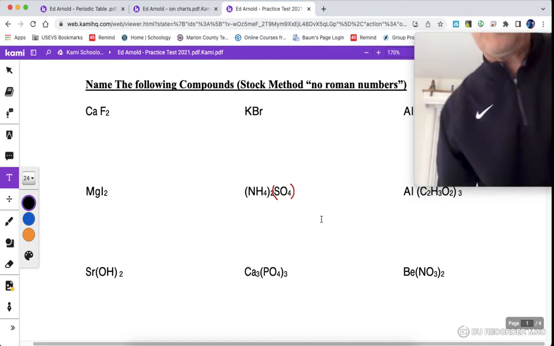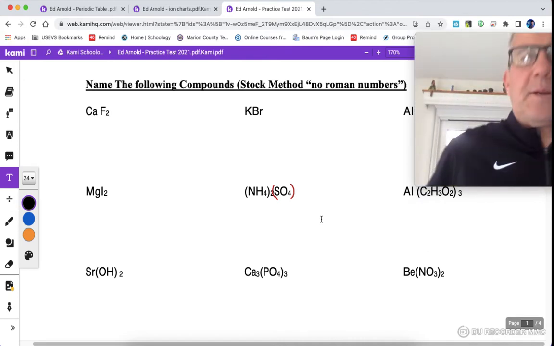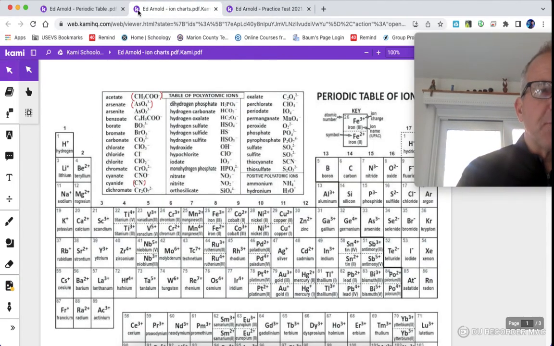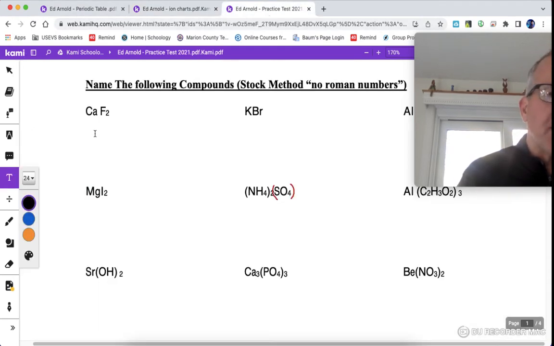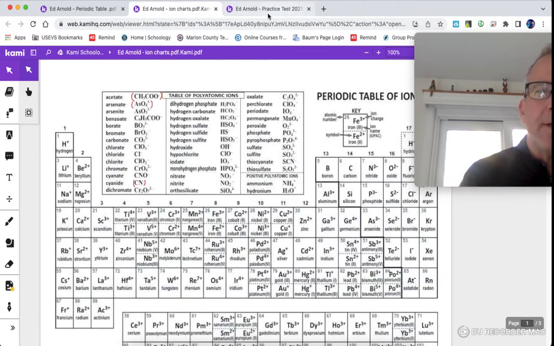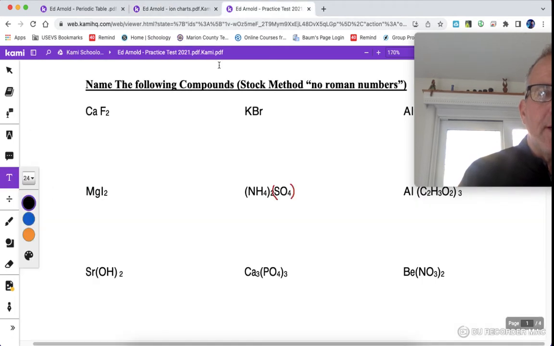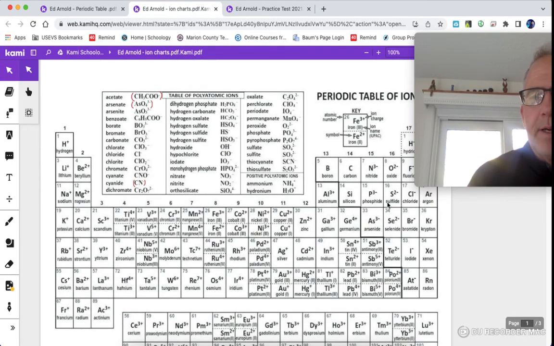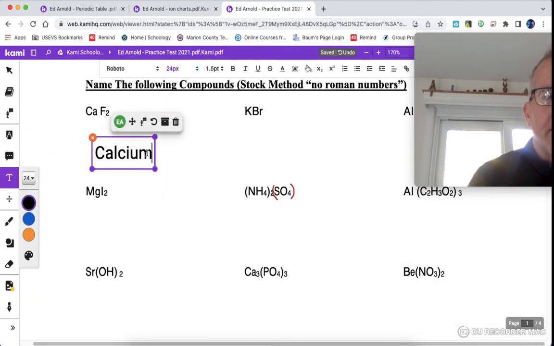Okay, so we're going to write the names of these formulas. When you do this, use your ion chart. It's the names right off of the chart. It's really easy to do. Nothing fancy, nothing special. Ca, you look up Ca, that's calcium. All right. F, now F is fluoride. So calcium fluoride, and that's it.